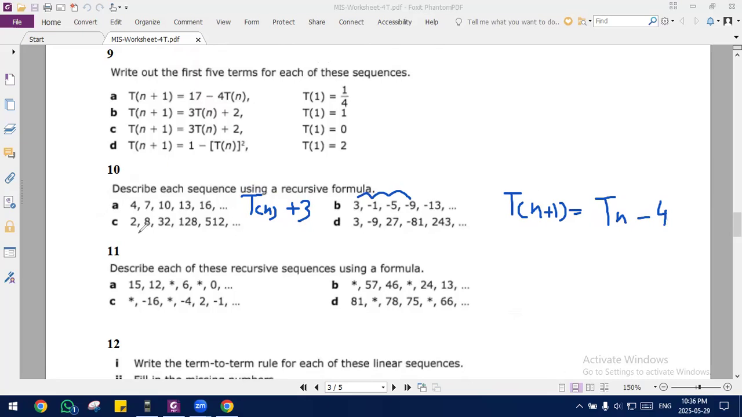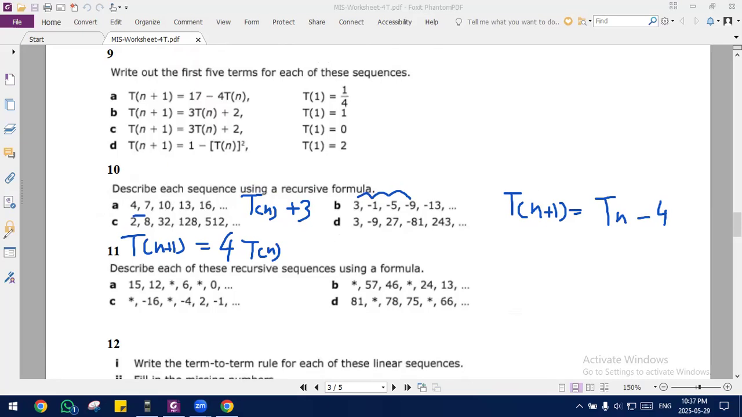Let me do C, the last one. Tn plus 1 is equal to, let's check here. So Tn. Let's check from 2 to 8. What's happening? Some of you might say plus 6. But then check, 8 plus 6 is not 32, so it's not plus 6. What is it then? It's times 4. 2 times 4, 8. 8 times 4, 32. 32 times 4, 128. So what do you have to do to the previous one? I should times it by 4. So what's Tn plus 1? Is 4Tn. Multiply the previous term by 4.